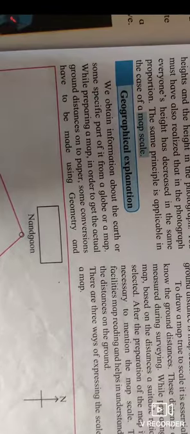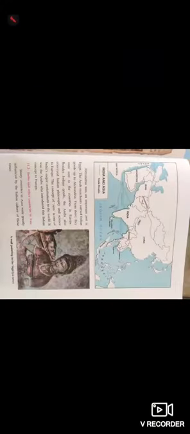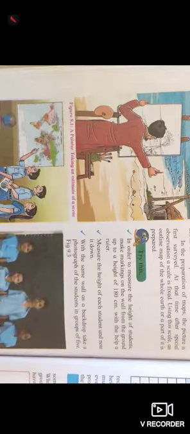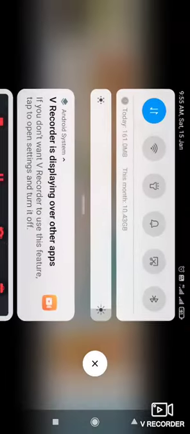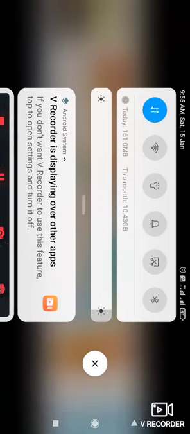So students, you have to gather information about the scale and map of this lesson. You have to draw, you have to get the picture, you have to map the scale of your height on paper. Okay students, we will stop here and continue with the next point in the next lecture.